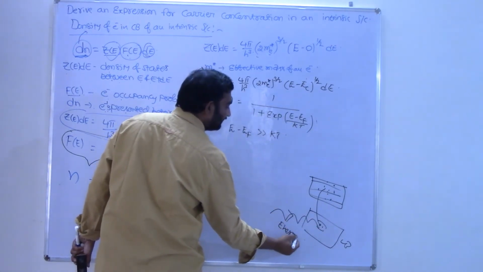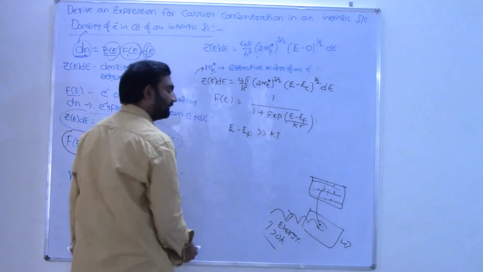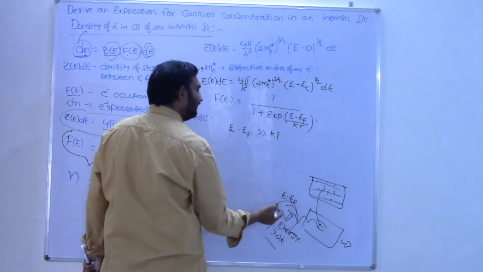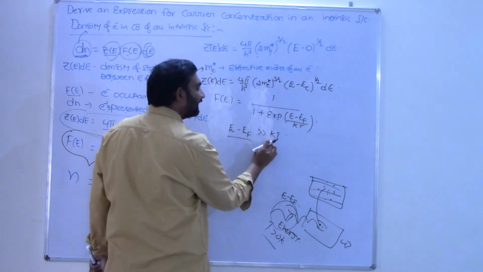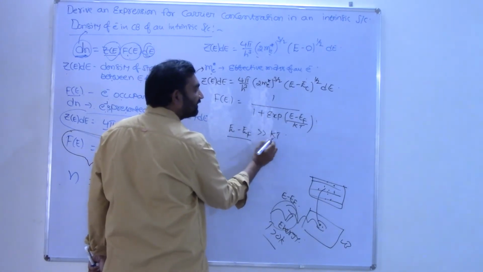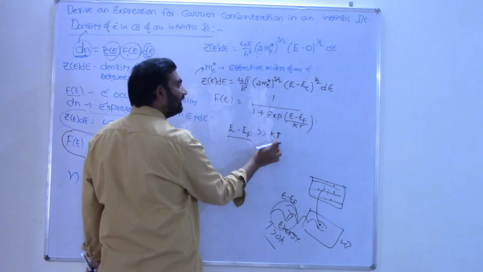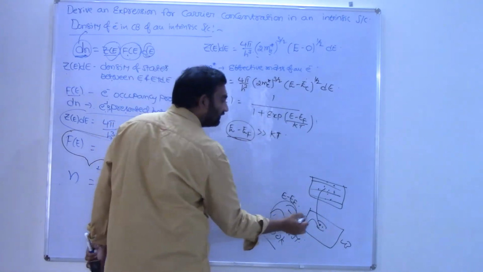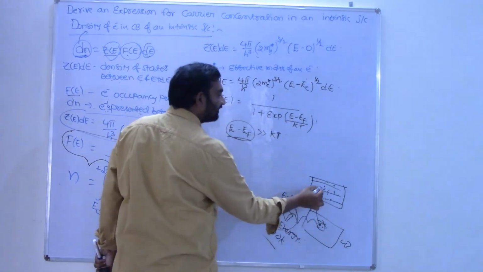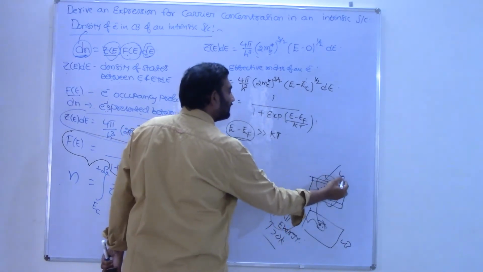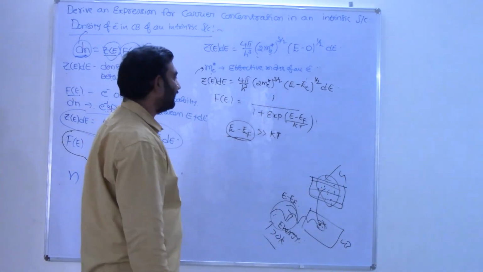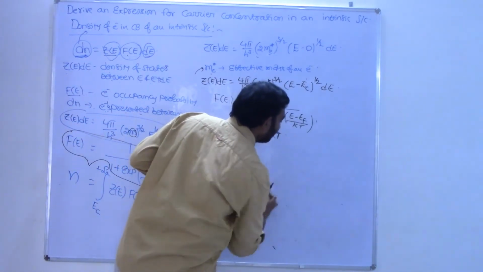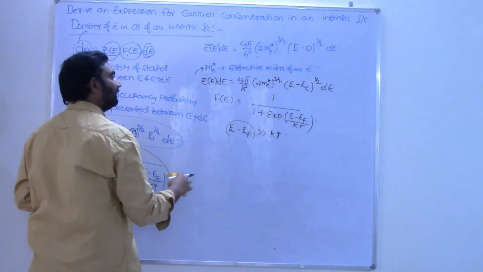Outside energy, maybe thermal energy at a temperature greater than 0 Kelvin. This outside energy, which is represented by E minus EF, should be greater than the product of Boltzmann constant and temperature, KT. If this supplied energy E minus EF is greater than KT, then only these covalent bonds will break down, then only these electrons enter into the conduction band, and then only we are able to calculate the density of electrons in the conduction band.